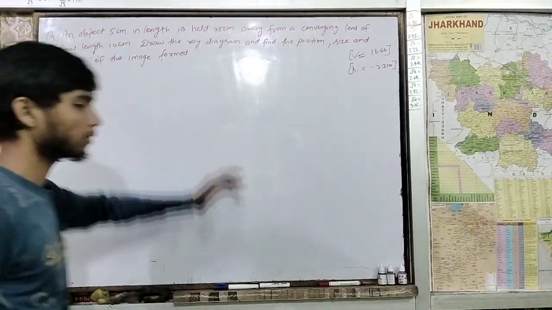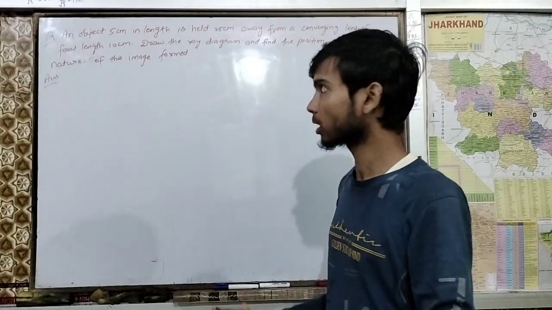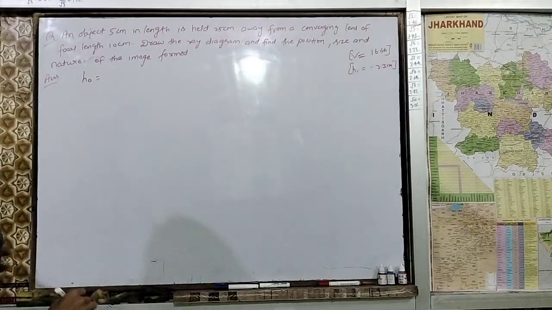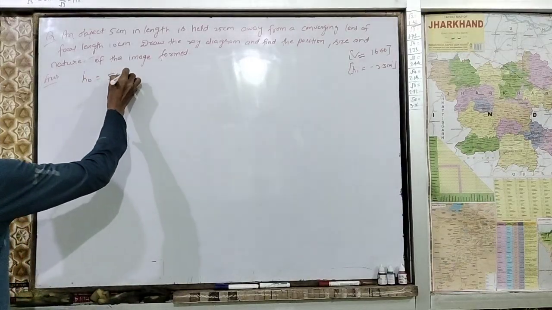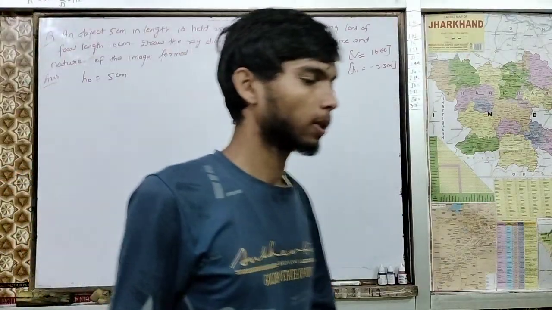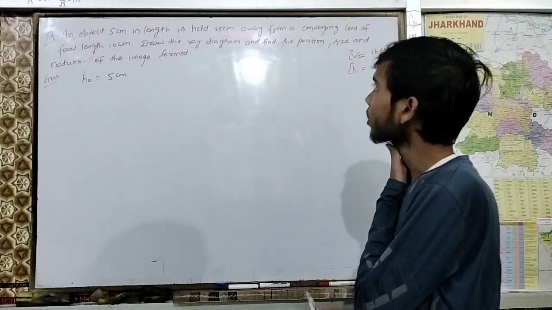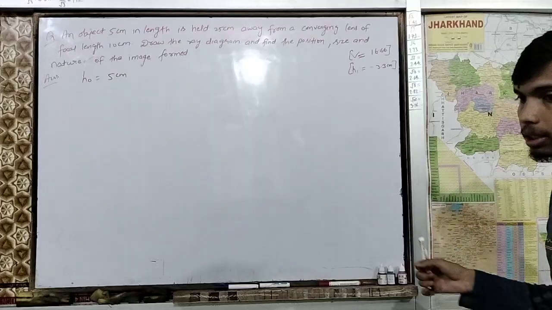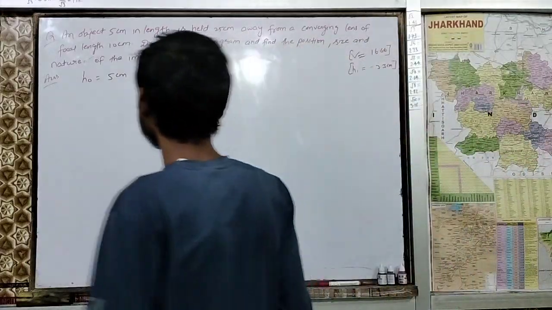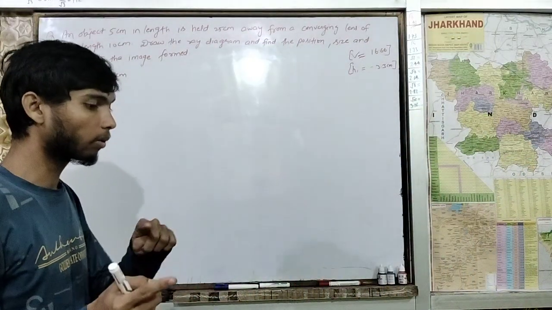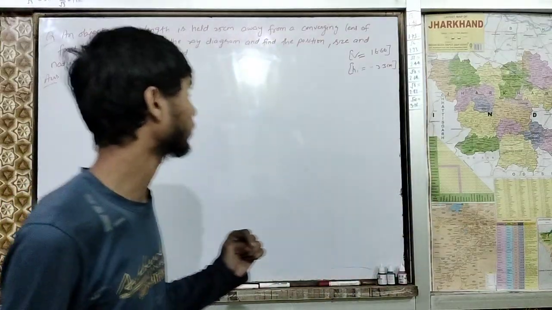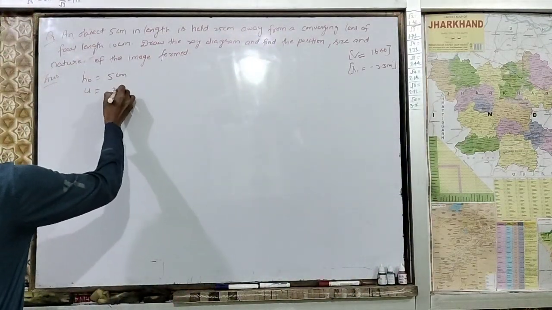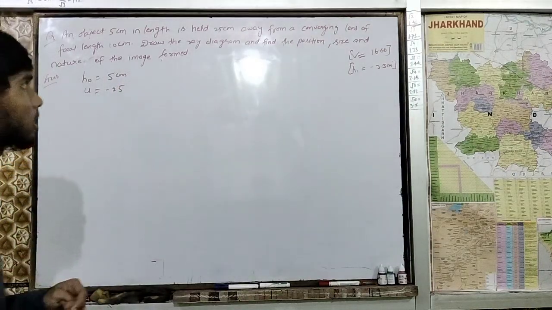Now look over here. An object whose height is 5 centimeter. So here you can see h o is 5 centimeter. This is the height of the object. Now it is held 25 centimeter away from a converging lens. Converging means convex lens. So the distance between the convex lens and the object is 25 centimeter, so u is 25 centimeter.